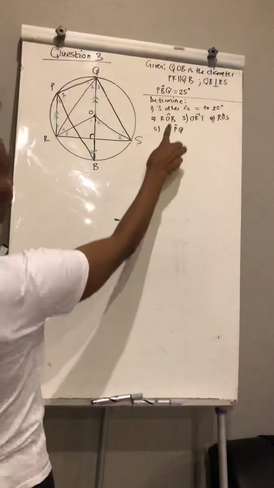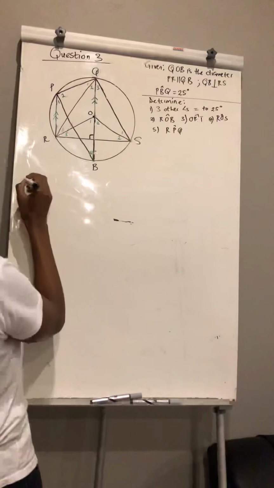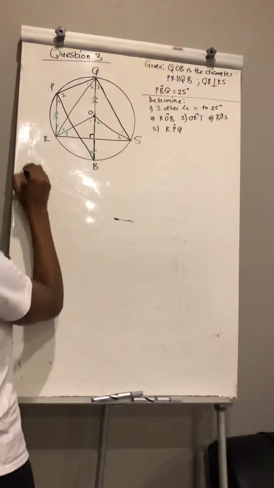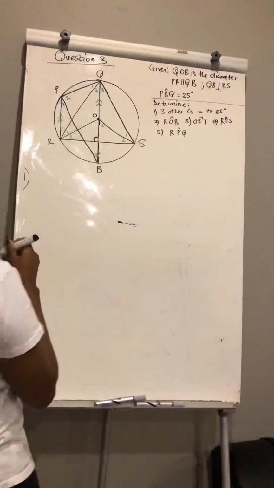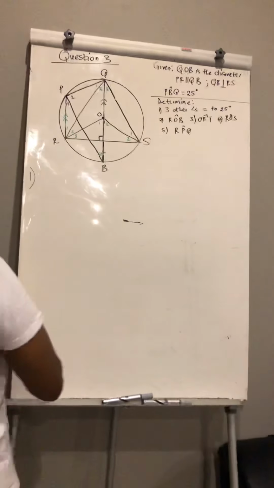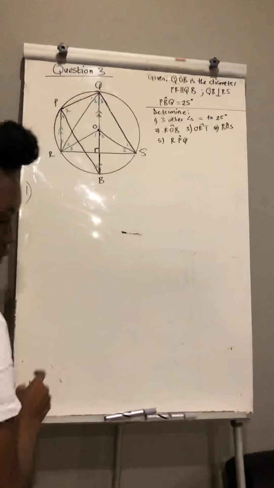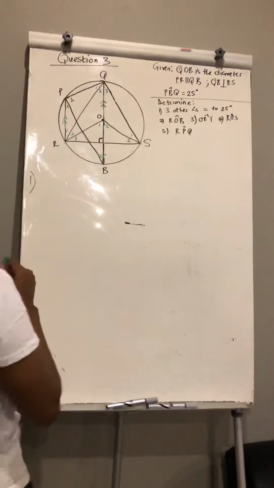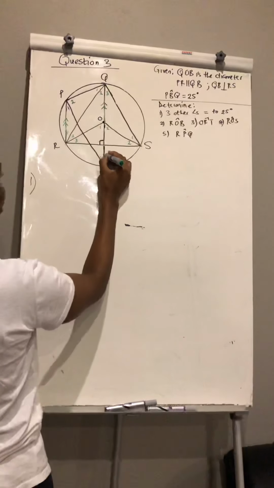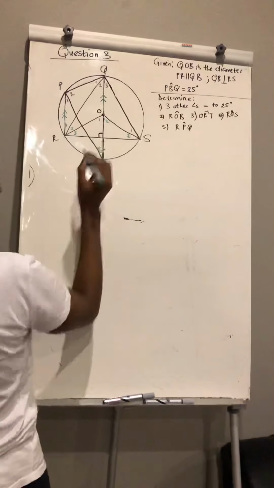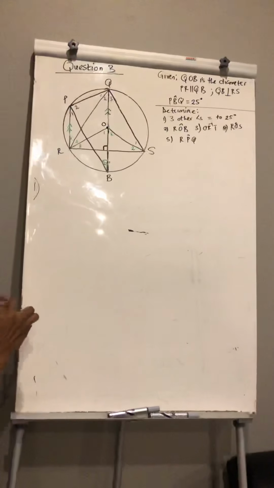Okay, so let's see. The first question, we were supposed to determine 3 other angles that are equal to 25 degrees. So now that we know that this angle right here is 25 degrees, we should at least be able to find all the other angles that are equal to 25 degrees. So let's see if we can get started.